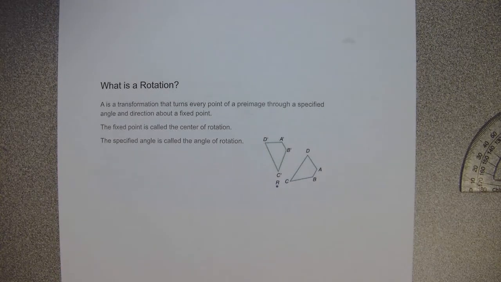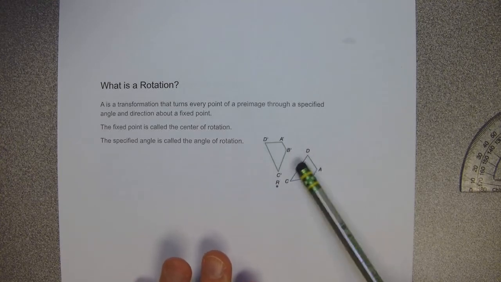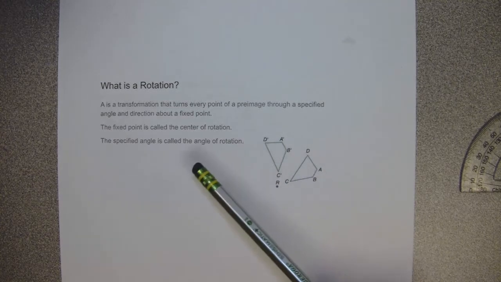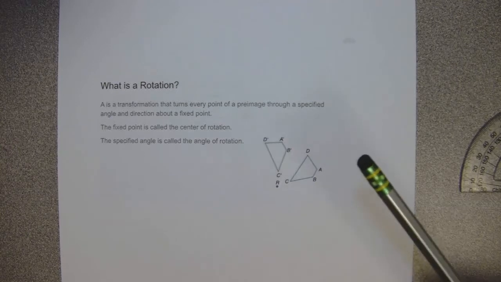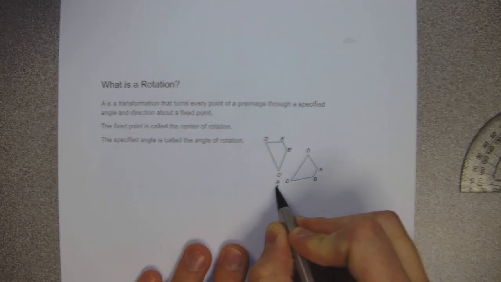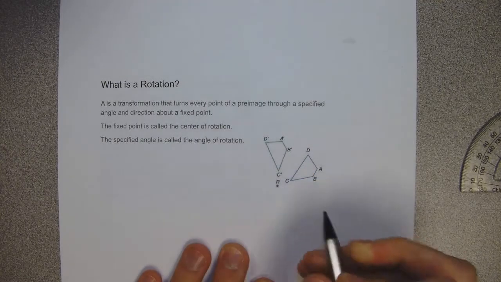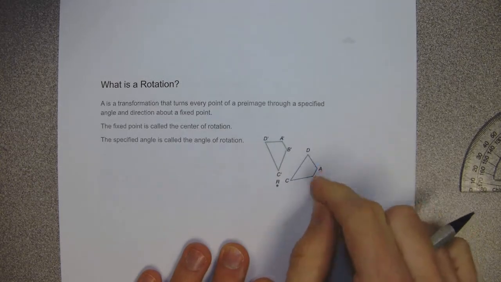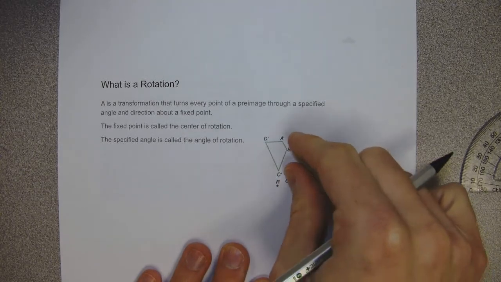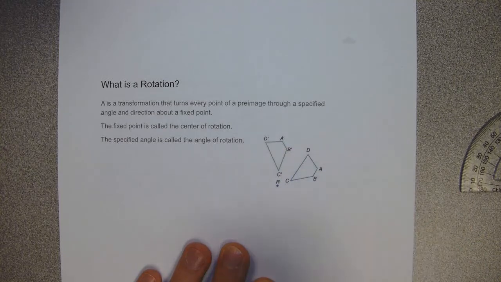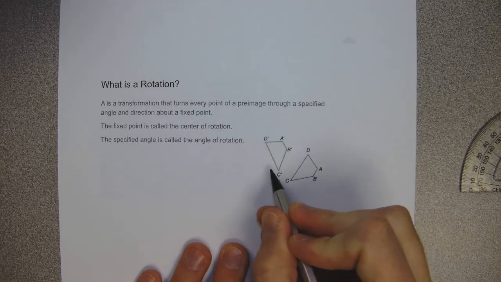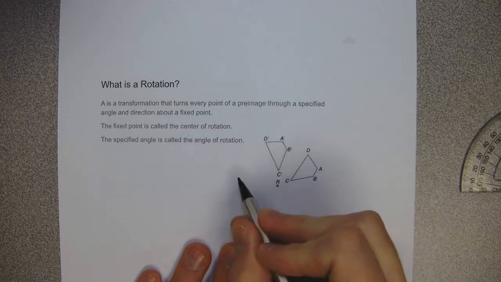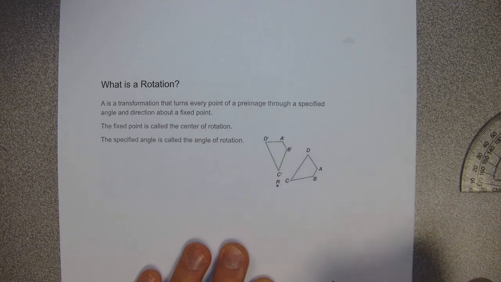So a rotation is a transformation that turns every point of a pre-image, so for example, this blue pre-image, through a specified angle and direction about a fixed point. So in other words, here's our fixed point. We call it the center of rotation, in this case R. We're going to take A, B, C, D, and we're going to rotate it around. So all of the points are going to travel the same angle and the same direction relative to that fixed point. All right, and the angle is called the angle of rotation.